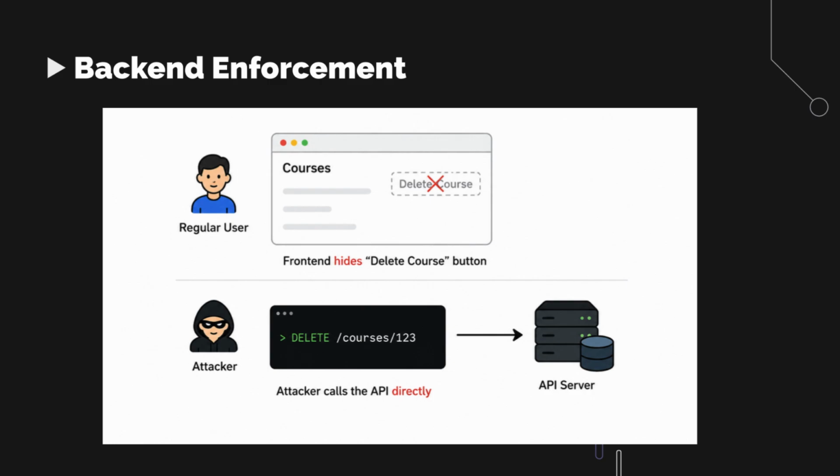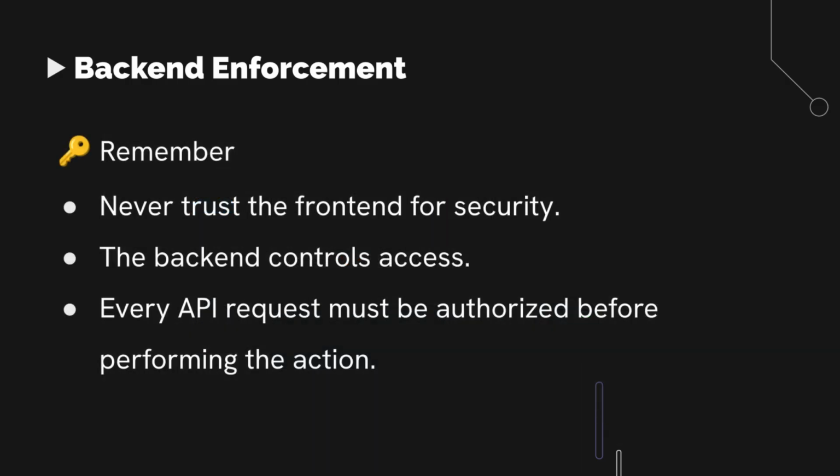This leads to vulnerabilities such as broken functional level authorization, where a user can access functionality beyond their intended privileges. To prevent this, every sensitive endpoint must perform authorization checks before executing any action. The key principle is simple. The front end can improve the user experience, but the backend must provide the security. Never trust the client, always verify the permission on the server before processing a request.